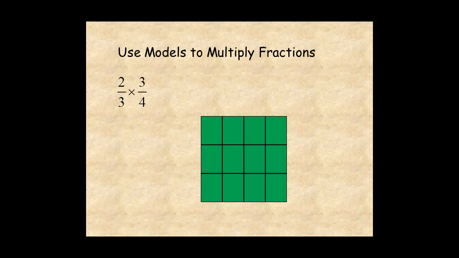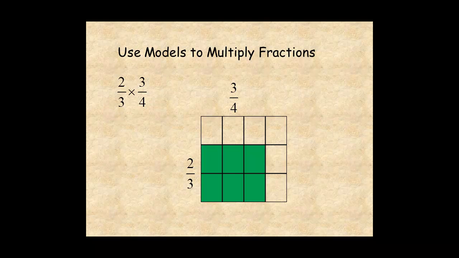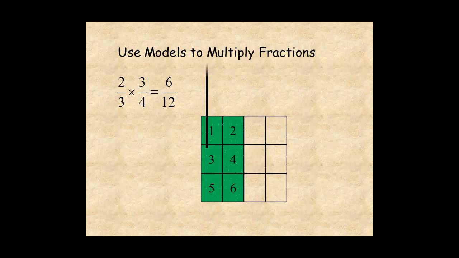Now, shade 2/3 of the whole unit. Then shade 3/4 of 2/3. Since a total of 6 out of 12 units are shaded, the product is 6/12. Now notice that if you rearrange the parts, you can see that 6/12 is equal to 1/2.